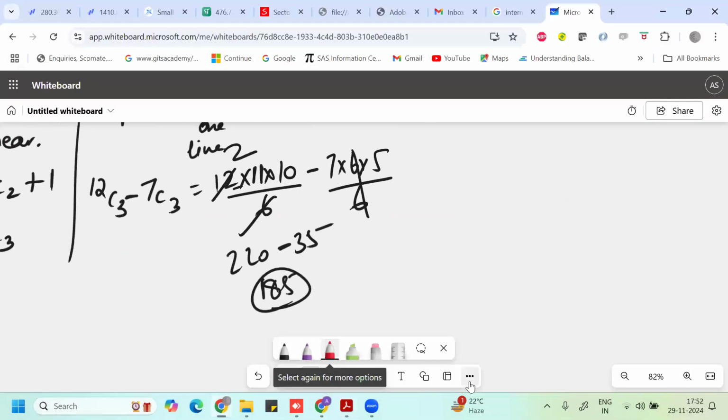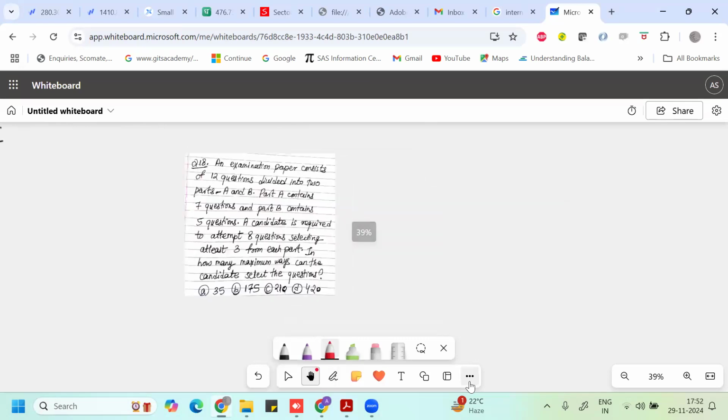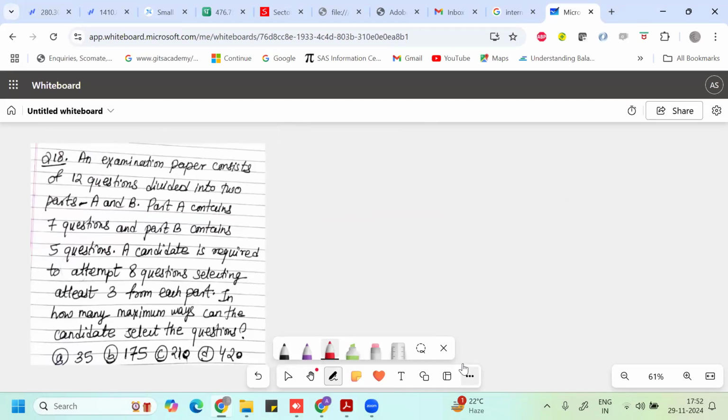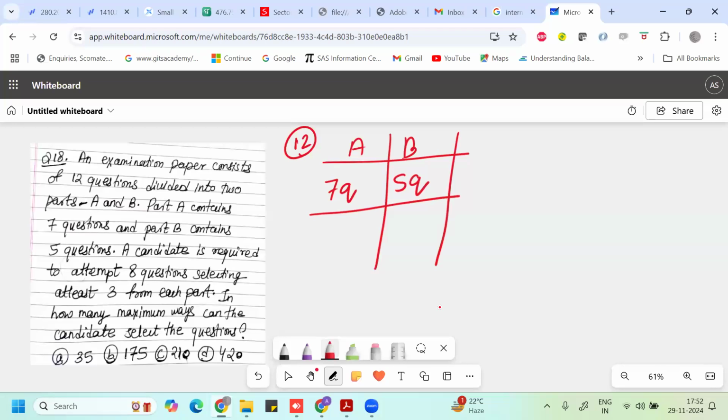Now see this question. Question number 18. An examination paper consists of 12 questions divided into two parts, A and B. Total you have 12 questions. Part A contains 7 questions. Part B contains 5 questions.